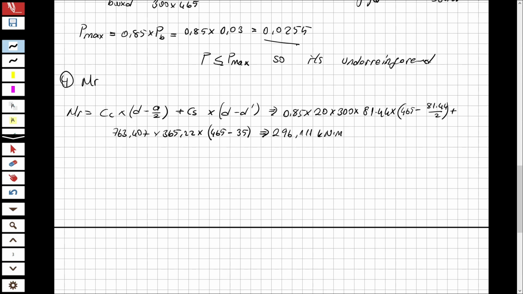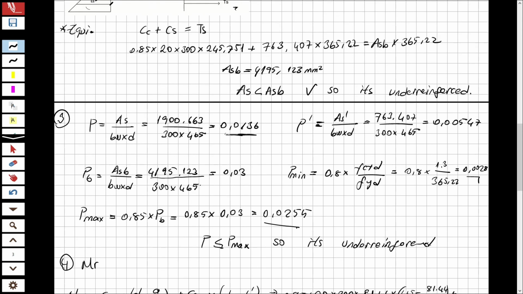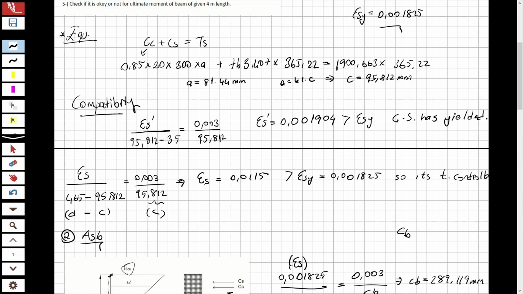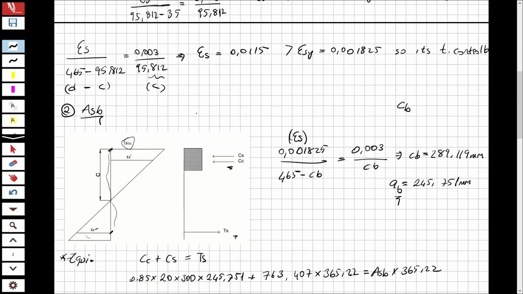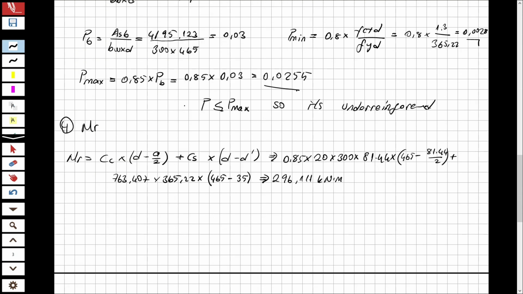Now this is the moment that can be carried by this cross section of the beam. Now we obtain our moment. So let's make a comparison with the part 5. Okay. Check if it is okay or not for the ultimate moment of beam of given 4-meter length. Okay. So we are going to assume that.